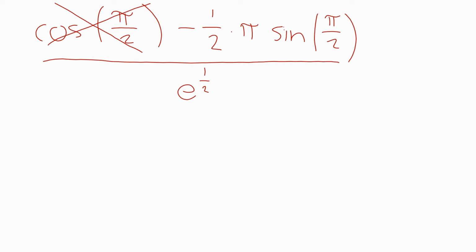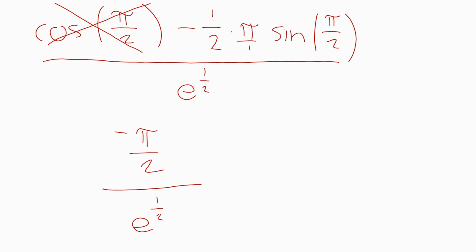We have here negative pi over 2 is what's left after we multiply these across. Negative pi over 2 times sine of pi halves. Sine of pi halves is just 1. So I'm just gonna leave it like that. And it's that, the negative pi halves divided by e to the 1/2.